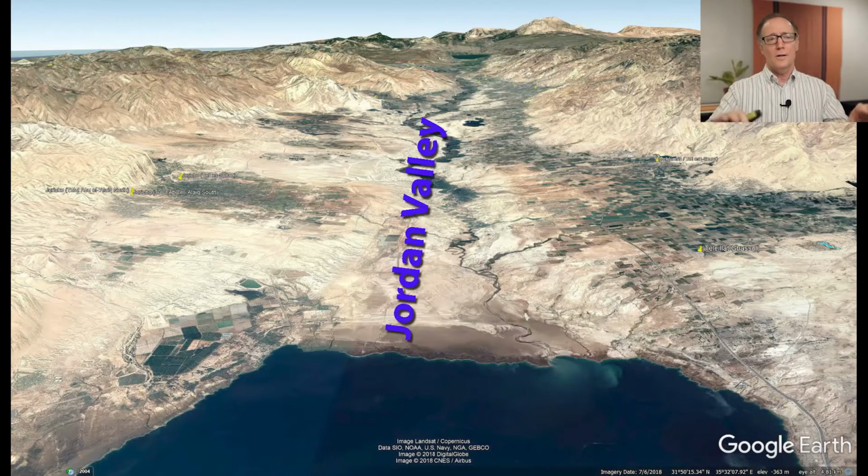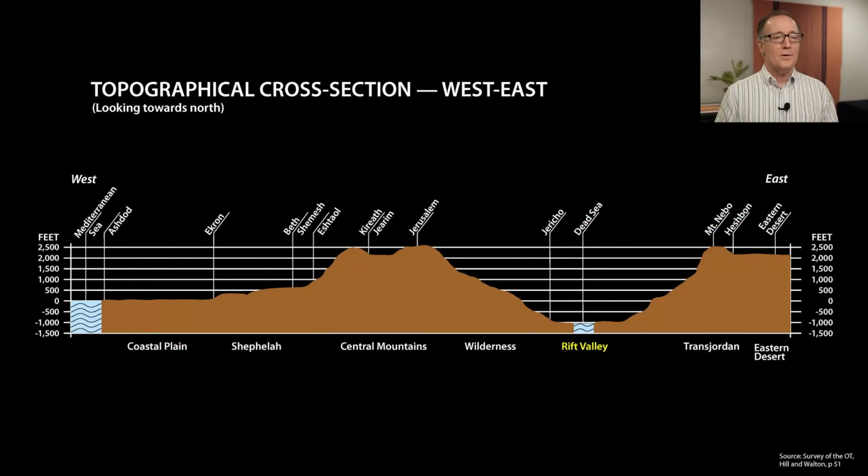That area is quite low compared to the hills to the west and to the east. In this picture you see the Dead Sea in the foreground. We're looking north. So the Rift Valley with the Dead Sea is actually below sea level. The Sea of Galilee is actually below sea level.